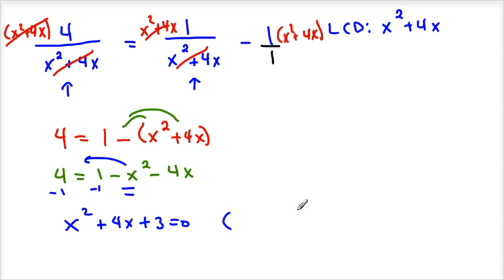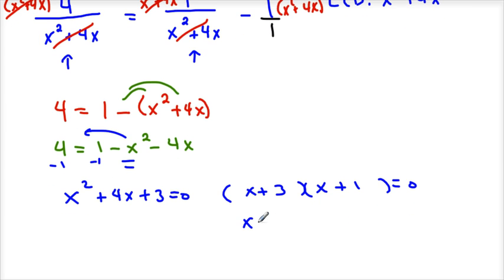And then you can factor this into two quantities, x plus 3, x plus 1 equals 0. And then your final answers, you're going to have x plus 3 equals 0, x plus 1 equals 0. Here you see that x is equal to negative 3, and x is equal to negative 1.